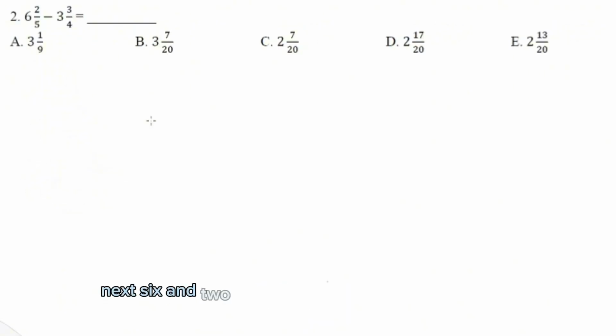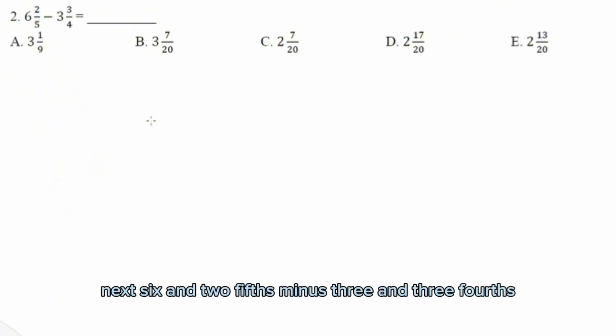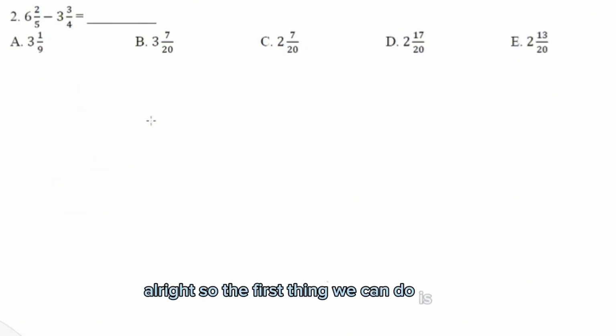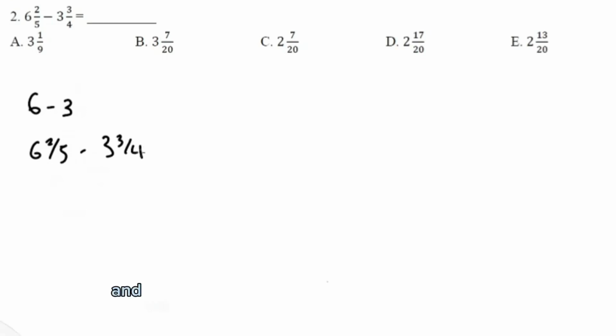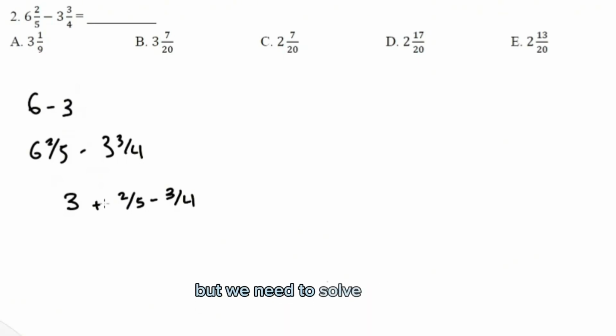Next, 6 2/5 minus 3 3/4. Alright, so the first thing we can do is 6 minus 3, because we can break these down into the whole numbers and the fractions. So first, 6 minus 3, that's just 3. So now we're left with 3, and then we have 2/5 minus 3/4.